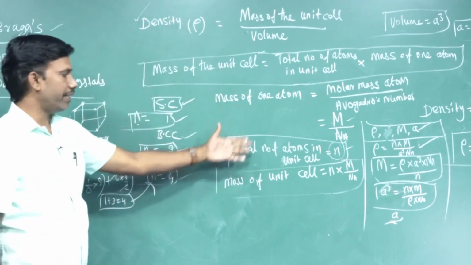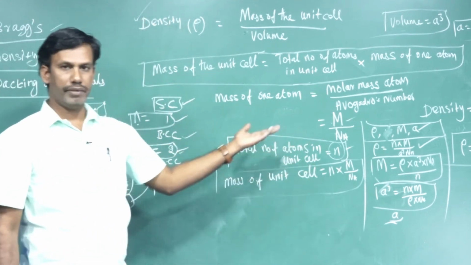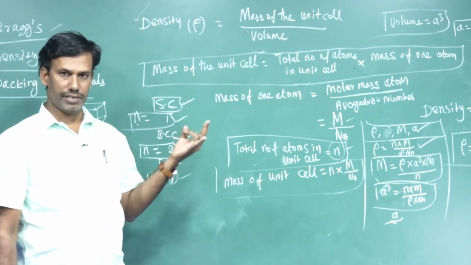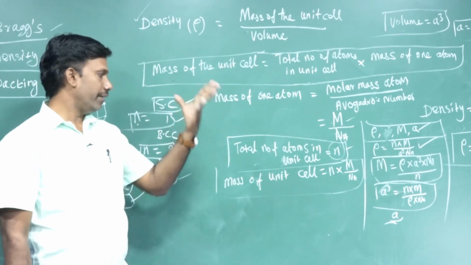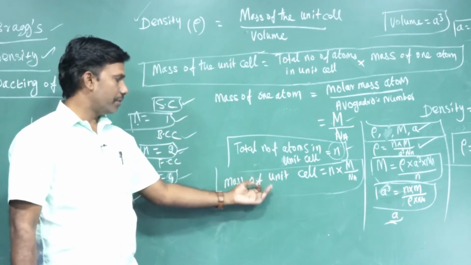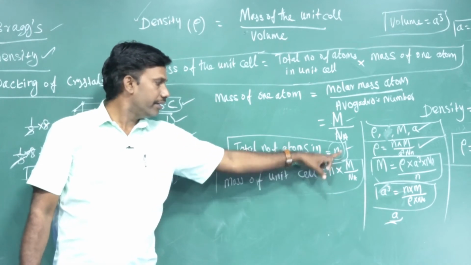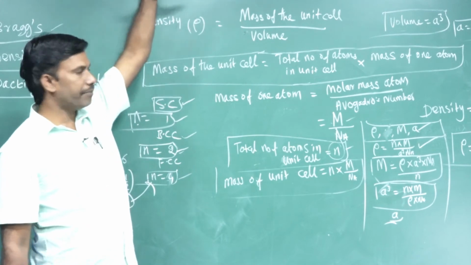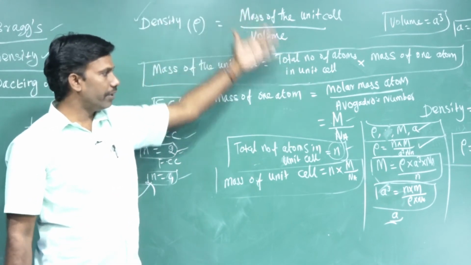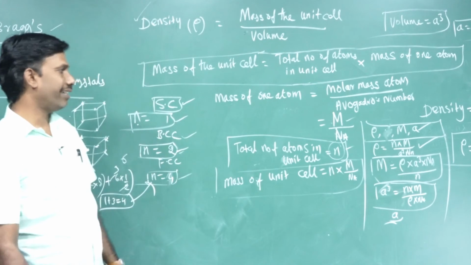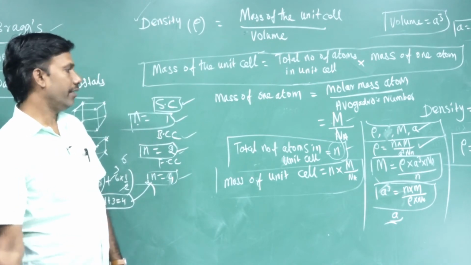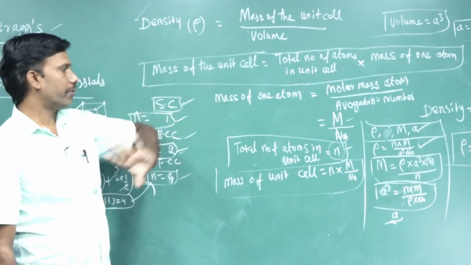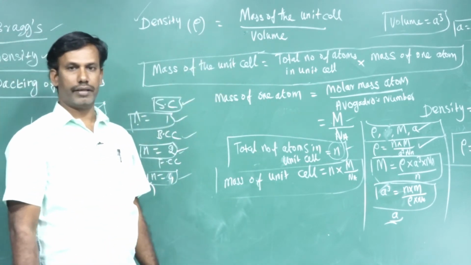Then the total number of atoms in a unit cell is equal to n. n may vary for 3 different systems: simple cubic 1, BCC (body centered cubic) 2, face centered cubic 4. If you apply this formula, the mass of one unit cell is equal to n into M by Na. What is the formula for density? Density is the mass of the unit cell divided by volume. Volume is A cube, then you can find the density equal to n into capital M by A cube into Na. The unit of the given data should be provided and the final unit should be derived.